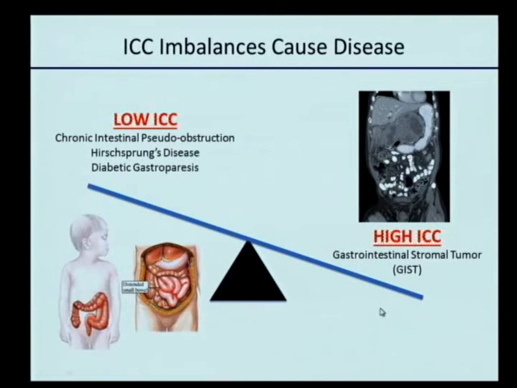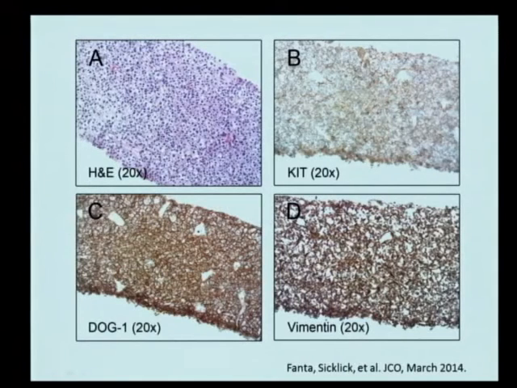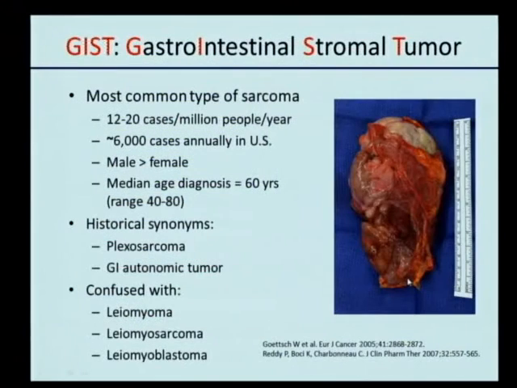So there are several diseases where ICC cells are involved. There are diseases with low numbers of ICC cells, including chronic intestinal pseudoobstruction, Hirschsprung's disease, and diabetic gastroparesis. And then there are diseases where high levels of ICC cells are present, being gastrointestinal stromal tumors. Like the ICC cells, which are the cell of origin of GIST, these express c-KIT, DOG1, as well as the mesenchymal marker vimentin.